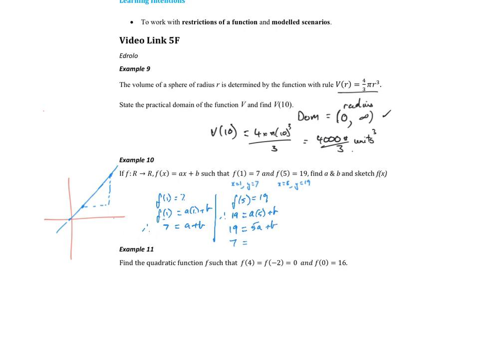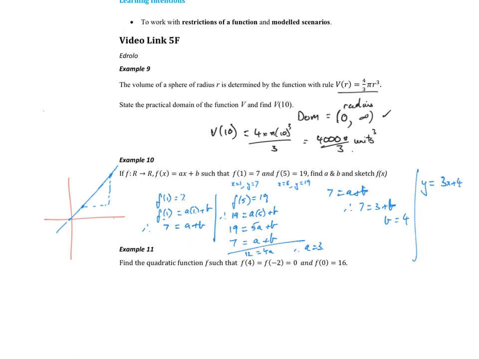Bring the other equation across. So simultaneous, let's subtract them. 19 minus 7 is 12. 5a minus a is 4a. The b's cancel out. Therefore I get a is equal to 3. If I put a equal to 3, I know that 7 is equal to a plus b. Therefore, 7 equals 3 plus b. b is equal to 4. So if I come over here, therefore, the rule is y is equal to 3x plus 4.